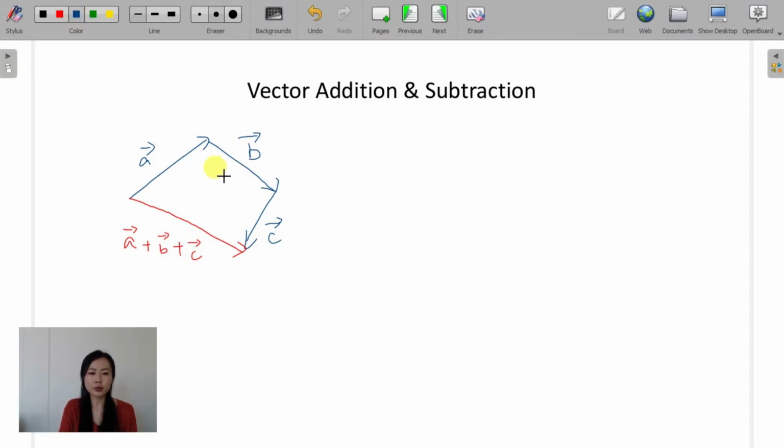What if you want to subtract? Let's say I want to do A minus B instead. So this is A, and B is originally pointing this way. The negative of that is just flipping the direction of the arrow, so it's now like that. That's minus B. Then it's basically the same as vector addition: you're doing A plus minus B, linking that together. That's A minus B.